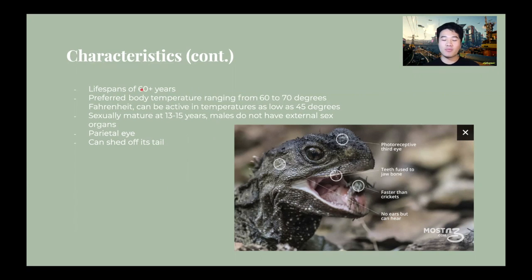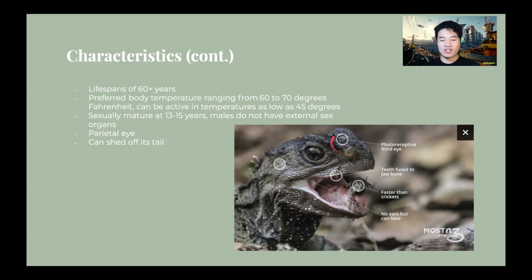Also, they're one of the few reptiles that are able to thrive in colder temperatures. As you can see, their preferred body temperature ranges anywhere from 60 to 70 degrees Fahrenheit, but they can also be active in temperatures as low as 45 degrees. As for their reproduction, they take a while to sexually mature, somewhere around 13 to 15 years, but as late as 20 years. And males do not have external sex organs, so they reproduce through this method called the cloacal kiss.